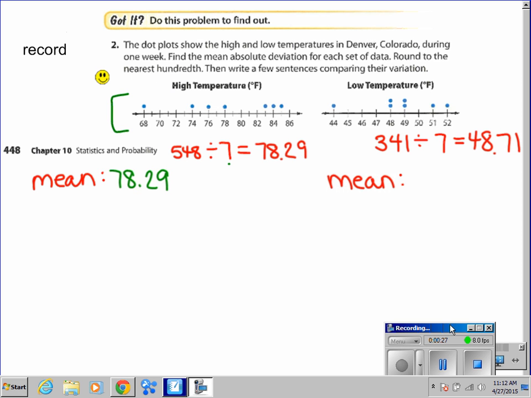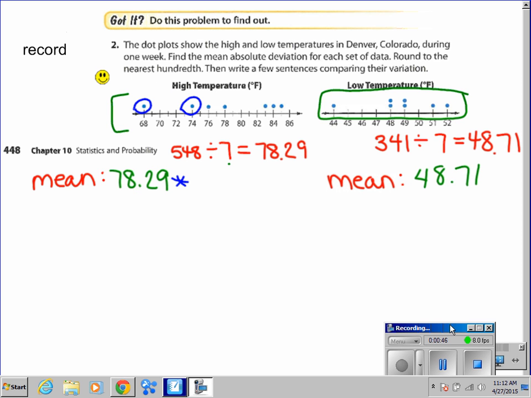All right, going on to the next one. Let's go ahead and get that mean done right away, too. Add up all the low temperatures, divide by the 7, and we get 48.71. This is going to be more difficult. To find your mean absolute deviation, you have to find the difference between the mean and each data point.